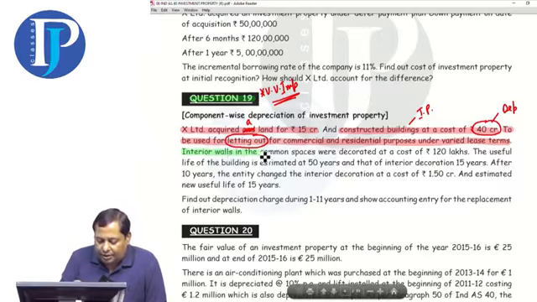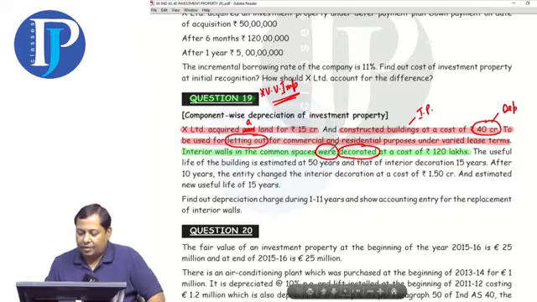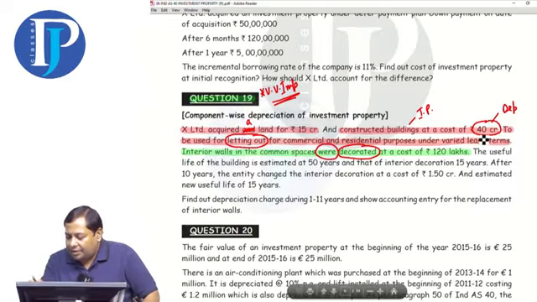Interior walls in the common space were decorated at a cost of 120 lakhs. Keep one thing in mind. We have not done the interior work. It was decorated. Building was purchased. One is buying the building and I had the interior done later. Interior came along with this building. I hope you understood. If the building is worth 40 crores, then my building is worth 38 crore and 80 lakhs, while my interior is worth 1.2 crore rupees.